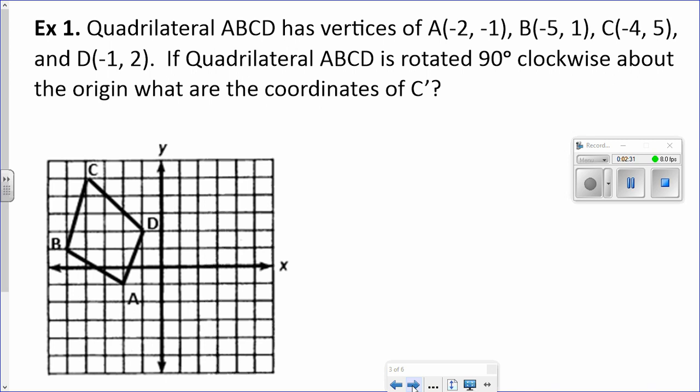Alright, so let's start with problem 1. It says quadrilateral ABCD has vertices of A at (-2, -1), B at (-5, 1), C at (-4, 5), and D at (-1, 2). If quadrilateral ABCD is rotated 90 degrees clockwise about the origin, what are the coordinates of C prime? So we know we want to go clockwise, in the direction of the clock, so we need to rotate that way. And 90 degrees means we have to move to the next quadrant.